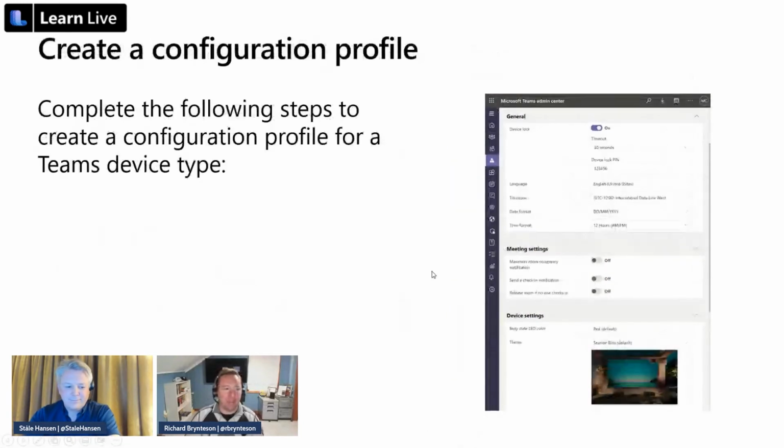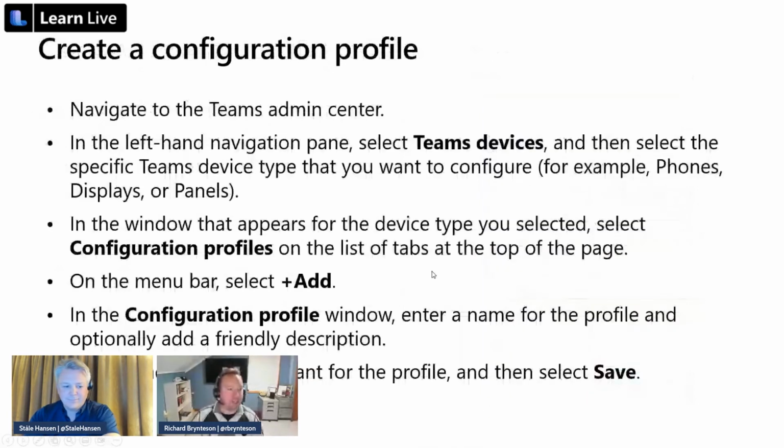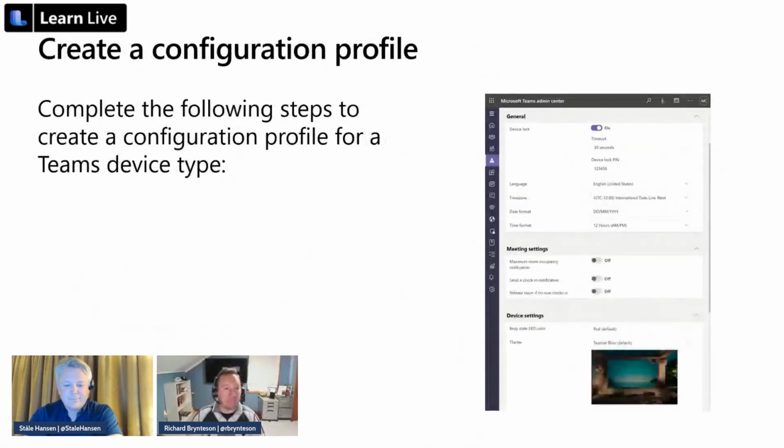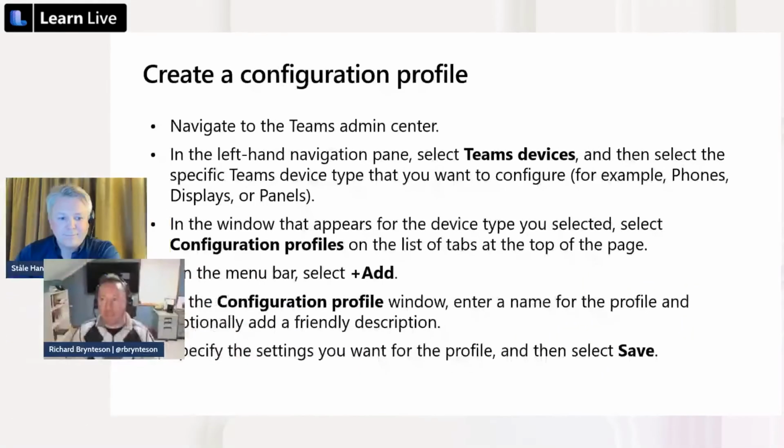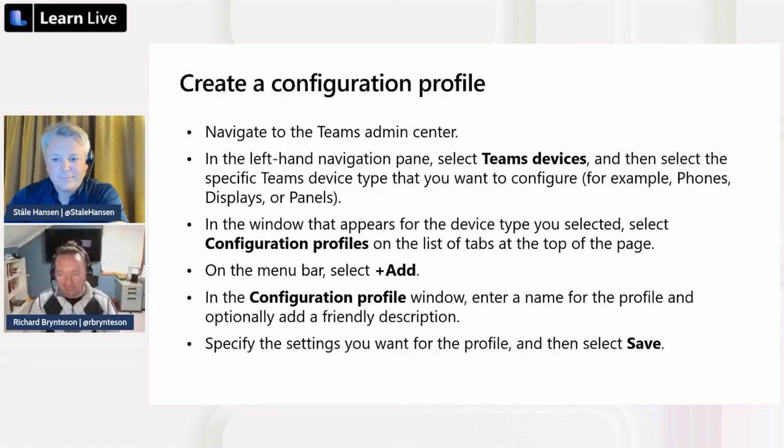So when you complete, all you need to do is go in and create that profile, and then select the device types. In the Teams Admin Center, you go to devices, go to the configuration profile, and then you simply create the profile and assign it to the devices you want. It's as straightforward as it sounds. I don't know how I'd take more time to explain it, but create profile, assign profile. It's a pretty straightforward process.